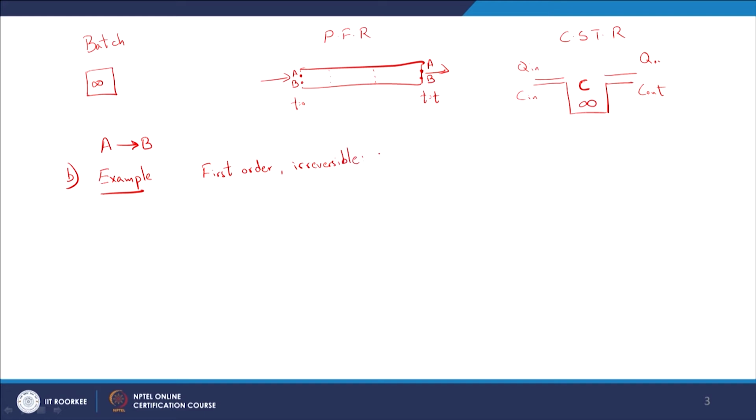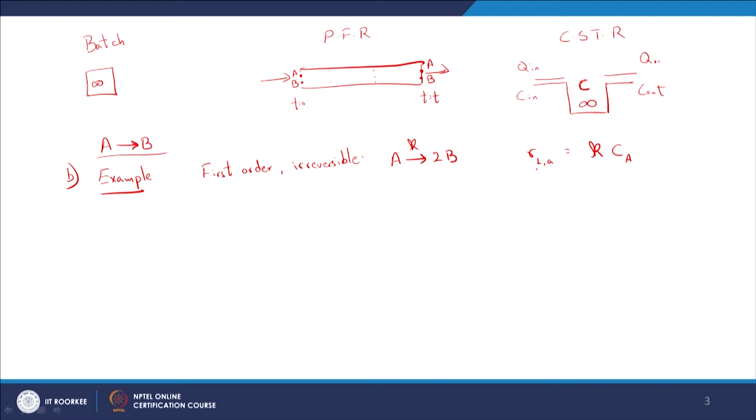right. But to make it slightly more difficult, rather than looking at A goes to B, we are going to look at A goes to 2B, right. And obviously here let us write down the rate of loss of A, and that is going to be equal to the rate constant, let us say K, times the concentration of A, right.